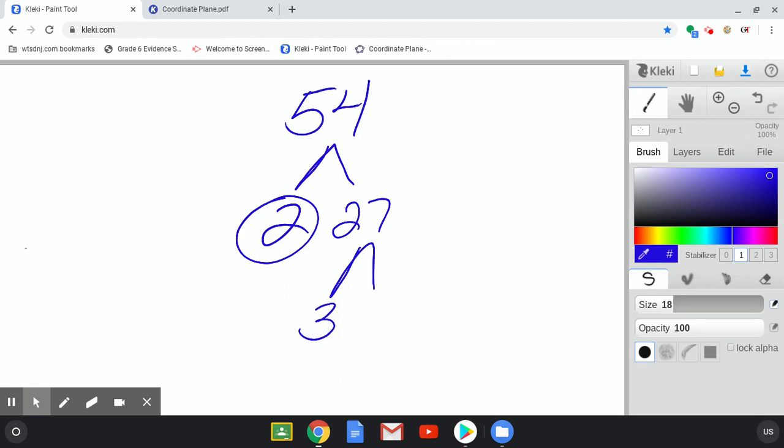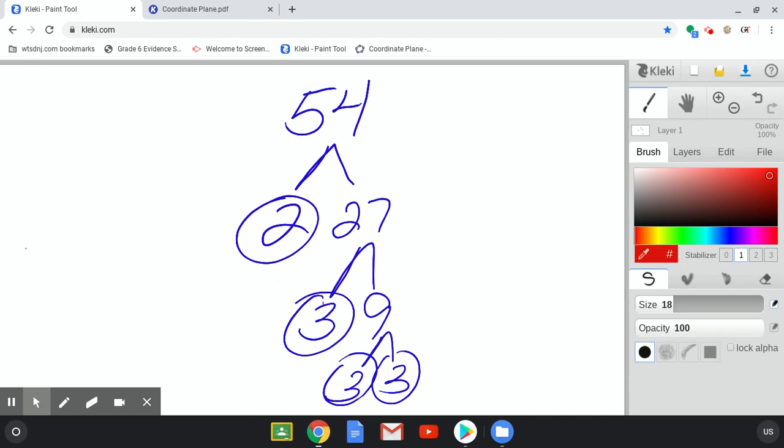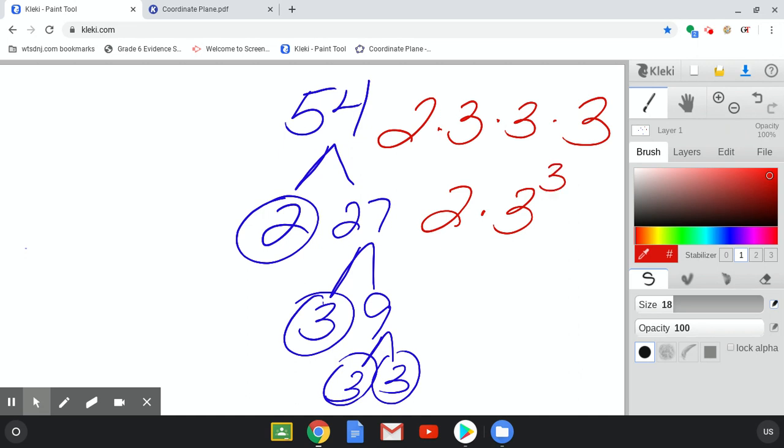Well, I know that 3 times 9 is 27. I cannot go any further with 3 because it's prime, and because the only thing that gives me 3 is 1 times 3, and I'm not allowed to use a 1, right? And I can break out 9 by 3 and 3, and those are both prime. So my prime factorization for this one is 2 times 3 times 3 times 3, or 2 times 3 to the third power, okay? And if you notice, 2 times 3 is 6. 6 times 3 is 18. And 18 times 3 is 54. So it comes back up to our number.